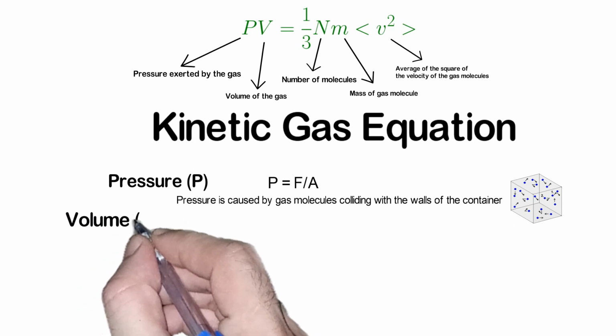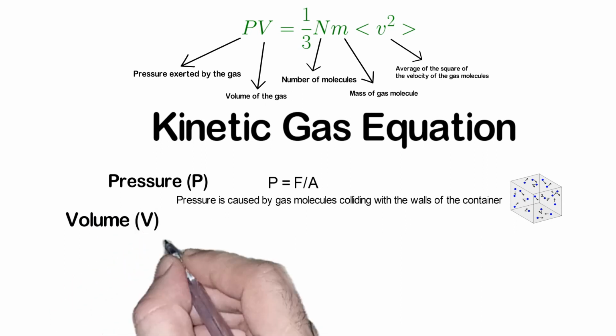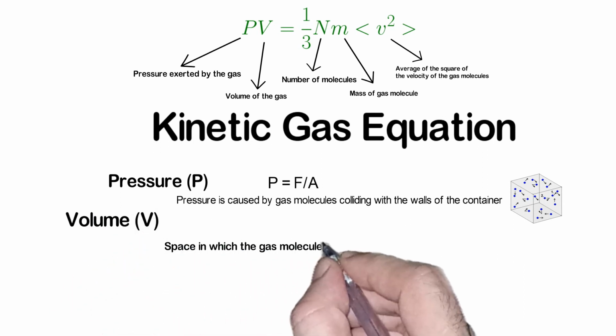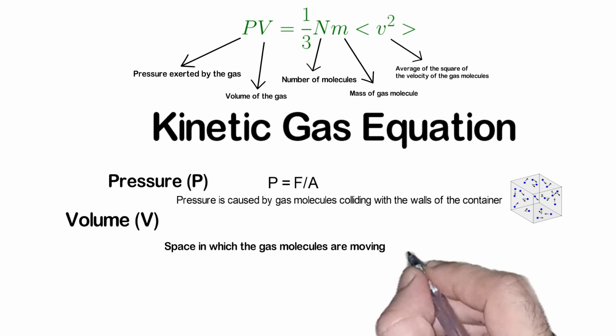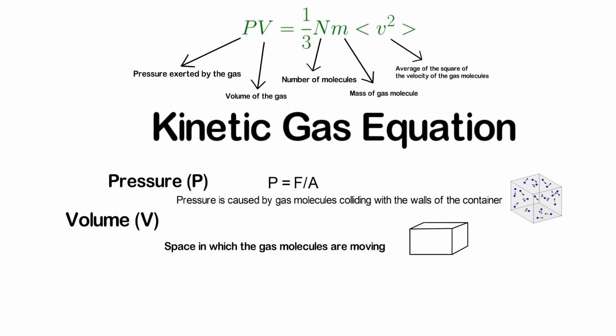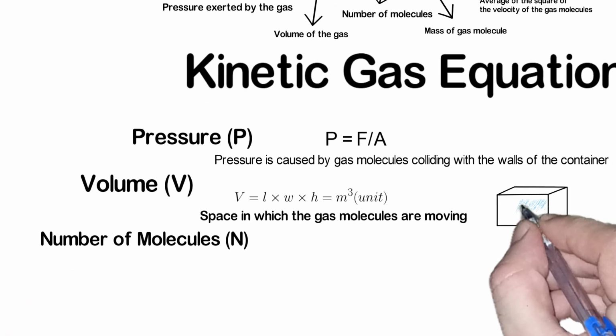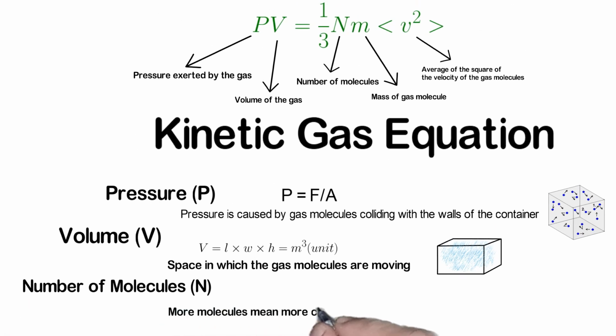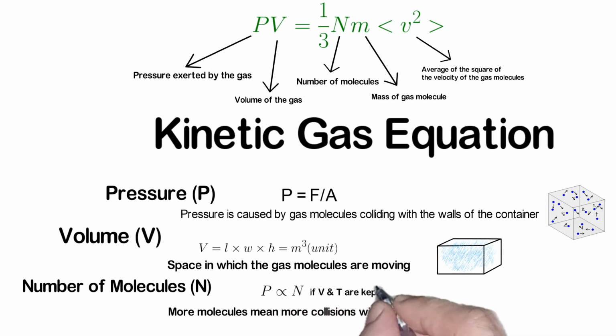Number two is volume. The volume is simply the space in which the gas molecules are moving. A larger volume means the molecules have more space to move around, which influences how often they collide with the wall. Number of molecules. More molecules means more collisions with the wall, leading to higher pressure if all other factors remain constant.